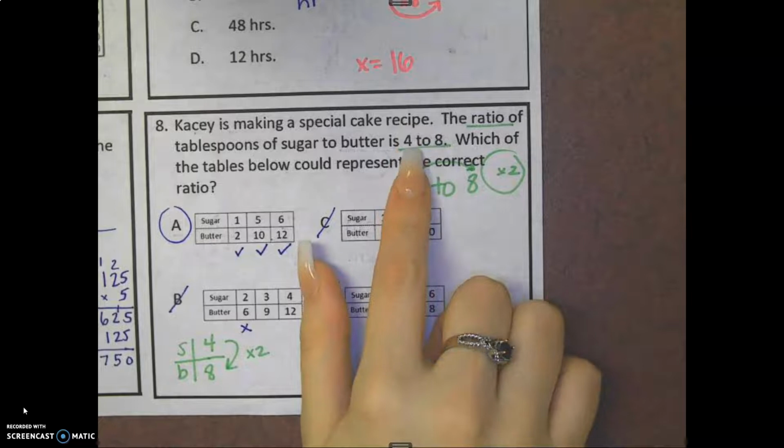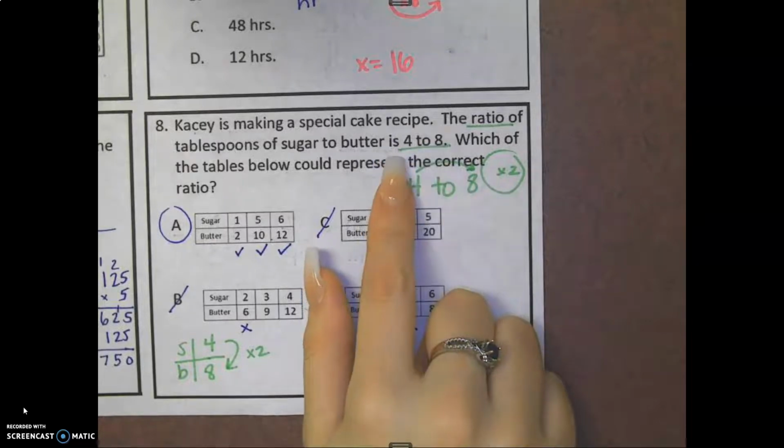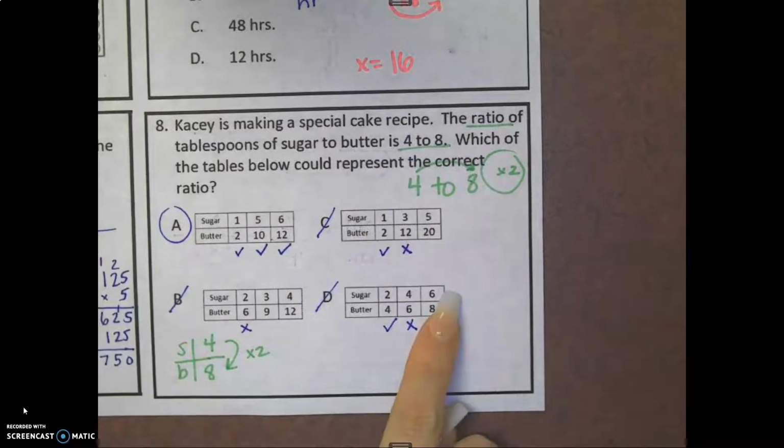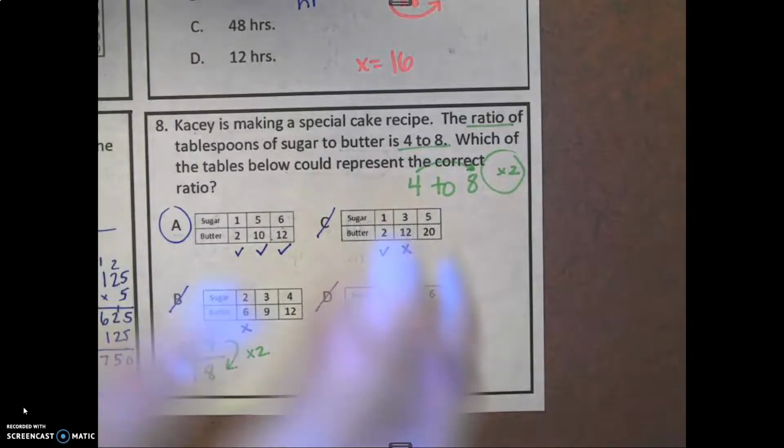So just look at the ratio. How do you go from 4 to 8? And then look for that relationship on each table.